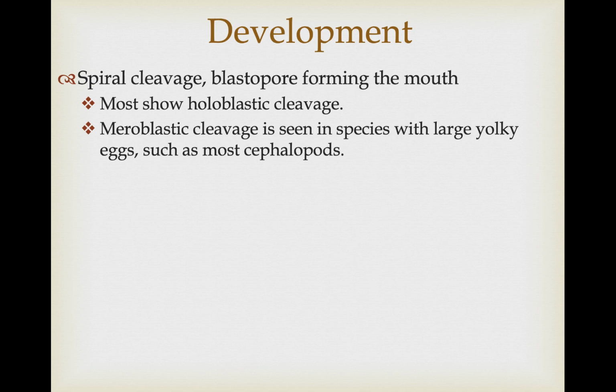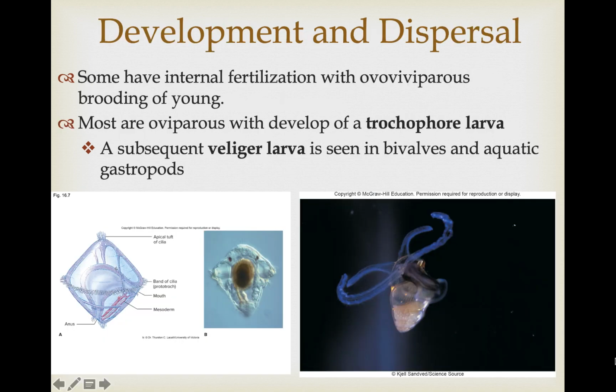Most do show holoblastic cleavage because they're relatively isolecithal, but meroblastic cleavage is seen in some species that have more telolecithal, large yolky eggs, like we see in many of the cephalopods. Some do have internal fertilization, as I mentioned, with some of the cephalopods and the gastropods doing the love dart courtship. And they may have some ovoviviparous brooding of the young before the release and increase the chance that they'll survive.